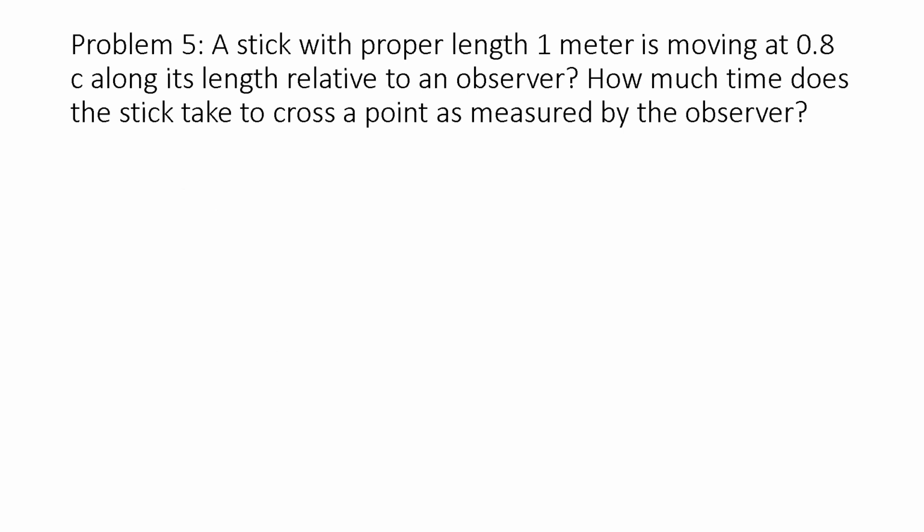Problem number 5. A stick with proper length 1 meter is moving at a speed of 0.8 c along its length relative to an observer. How much time does the stick take to cross a point as measured by that observer?